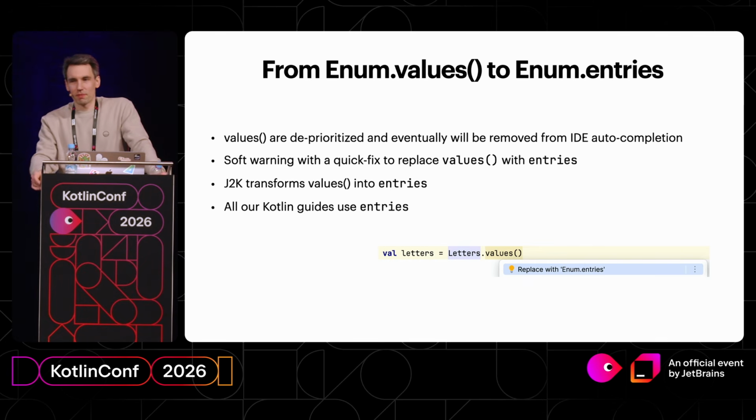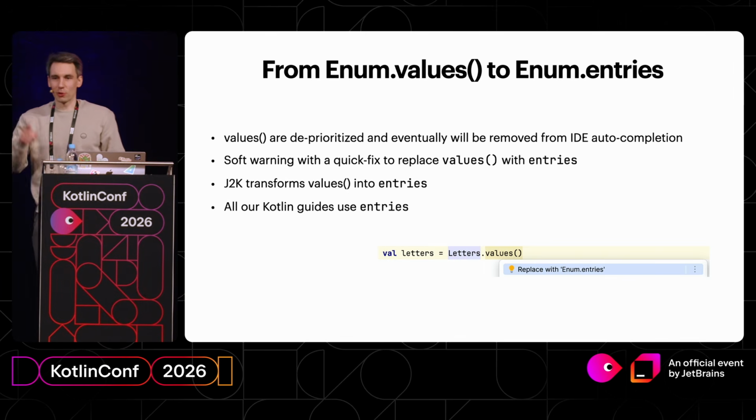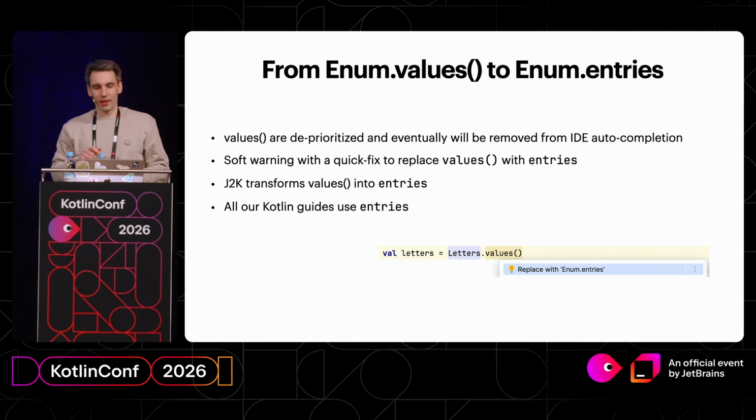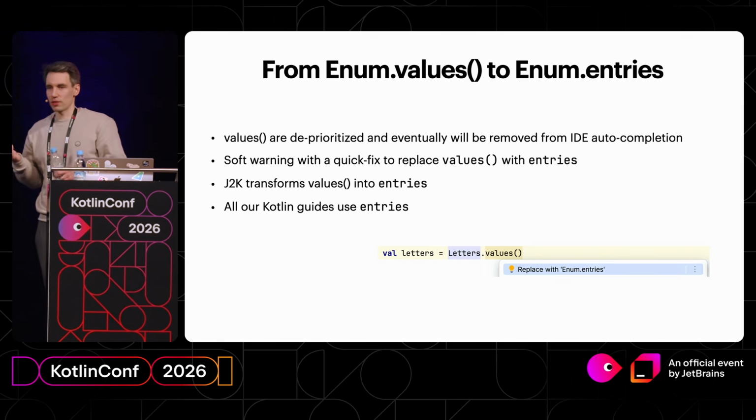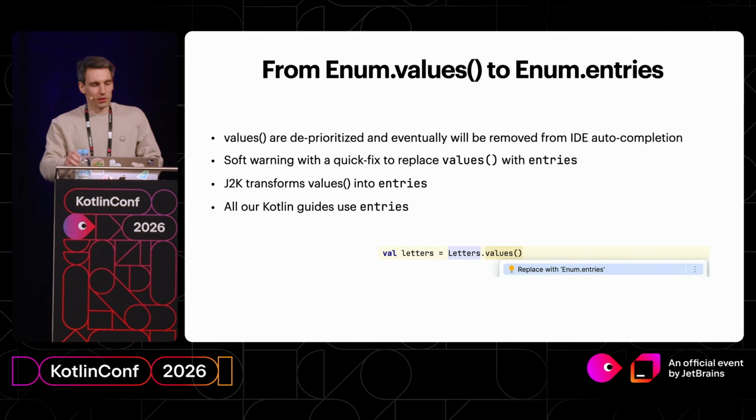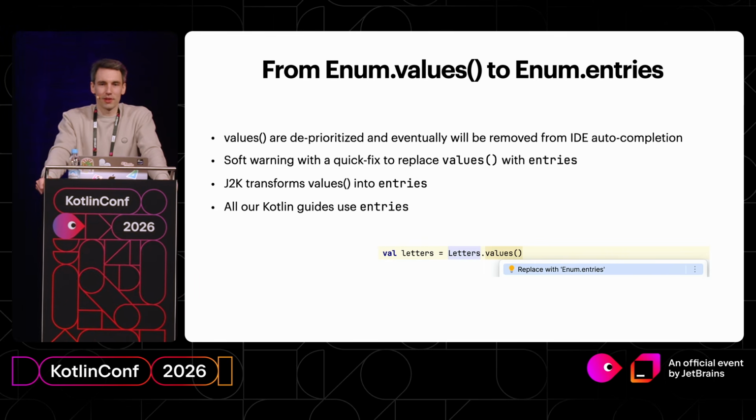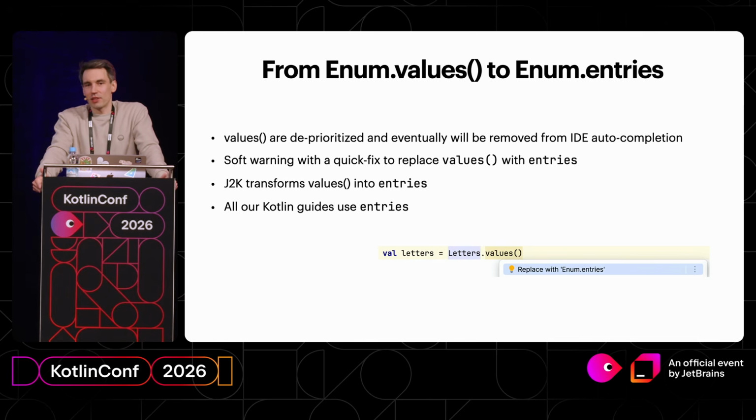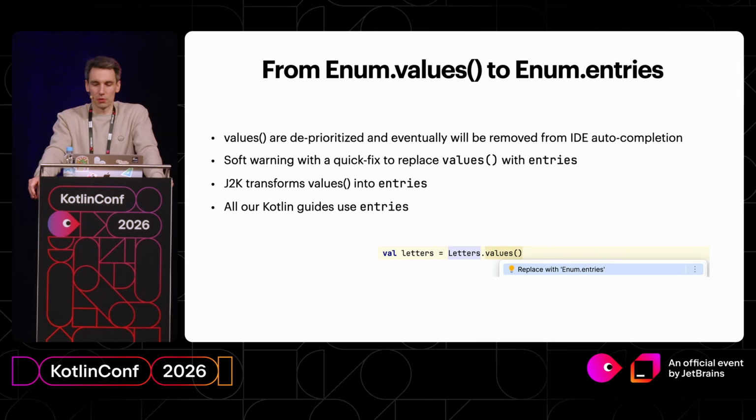So what happened is that first we deprioritized values in auto-completion in the IDE, so you have to work hard to find it. We emitted a soft warning in the IDE with a quick fix to replace it with entries. If you invoke the Java to Kotlin transformer that has values calls, then it will implicitly change them to entries. And also all our Kotlin guidelines and documentation use just entries. There is no values at all. And it's nice because we introduced a new feature, we improved performance and the API in Kotlin, and we didn't spend any time on teaching people because it's automatic, you'll just use this new feature.